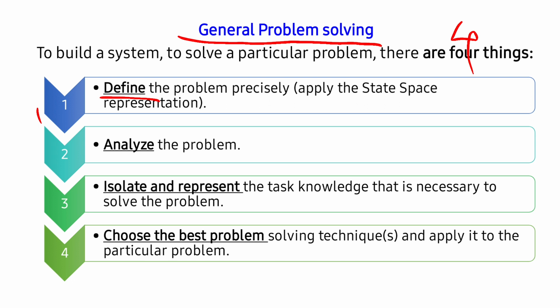The definition of the problem, that is, to give a good representation of the state space, is aptly needed. Second, you have to analyze that particular representation of the problem. Third is to isolate and represent the task knowledge that is needed to solve that particular problem. And fourth is to choose the best problem solving technique and apply that technique to the problem to be solved. So these are the four steps: definition, analyzing, representation, and choosing the best problem solving technique.